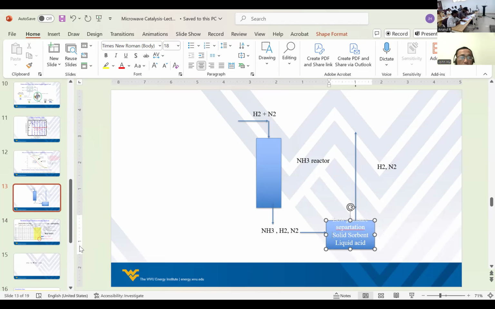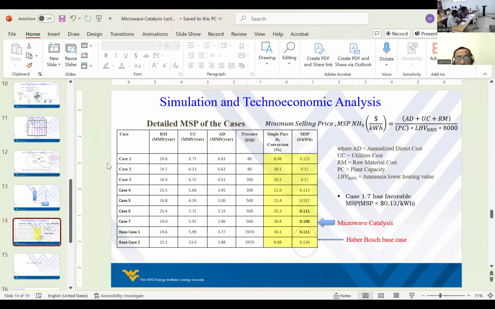So this is what we do. And if you go by here, we have 7 cases. Case 1, case 2, case 3. In these 7 cases, the separation uses different technology. If you look at the pressure, the separation is from 80 psi to 500 psi. It's a low pressure separation.